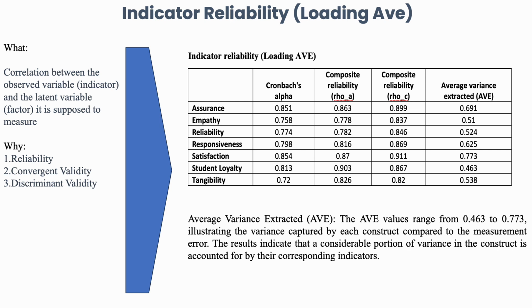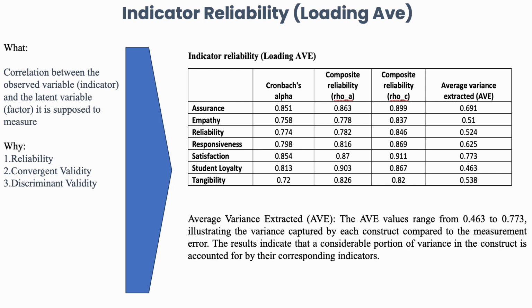Number one, reliability. High factor loading means that the observed variable relates strongly to their respective latent variable. This indicates that the measures are reliable as they consistently represent their intended construct. Second reason is convergent validity. When factor loadings and the AVE are high, it indicates that the items of a construct are highly interrelated, demonstrating convergent validity. And finally, discriminant validity.